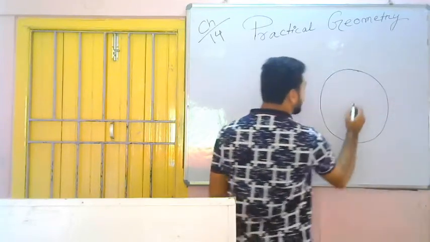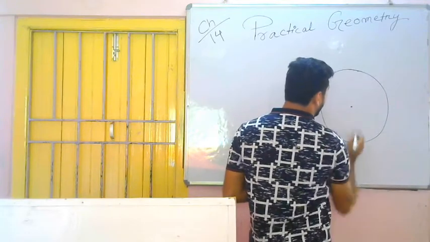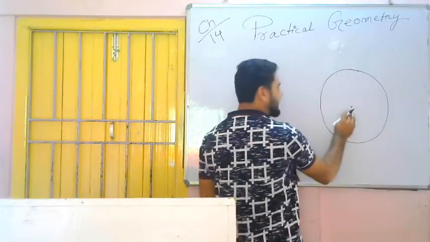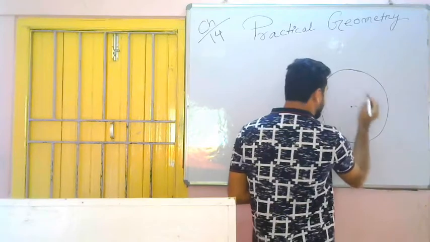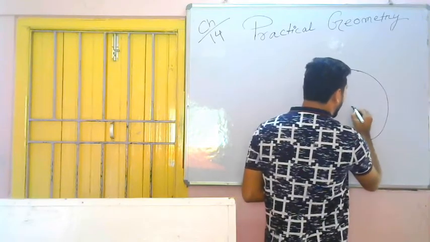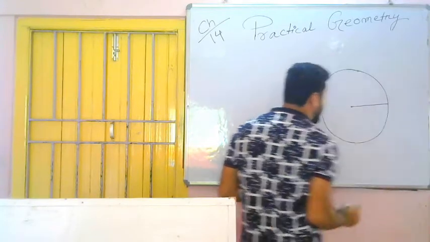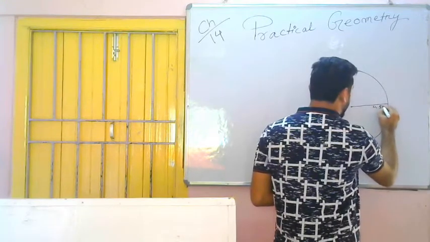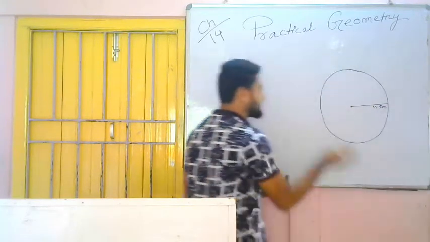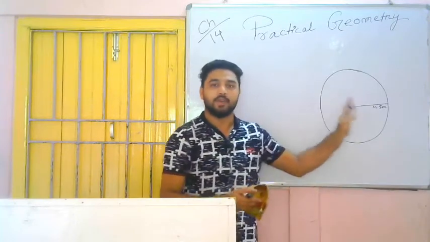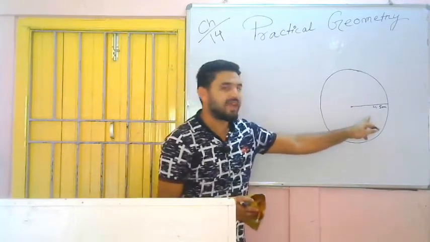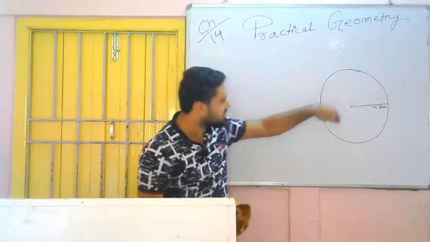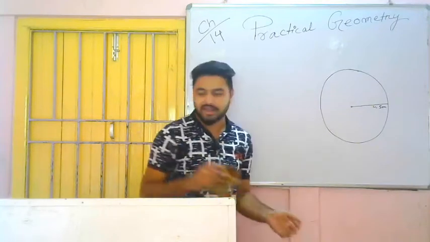Suppose this is the center. First you take the center and take the radius, as earlier, and you draw the circle taking radius 4.5. As earlier, in place of 3.5 you just take 4.5, and as earlier you draw this circle.